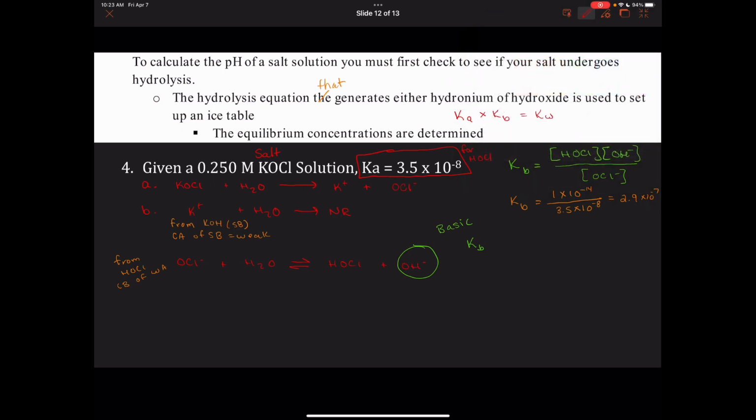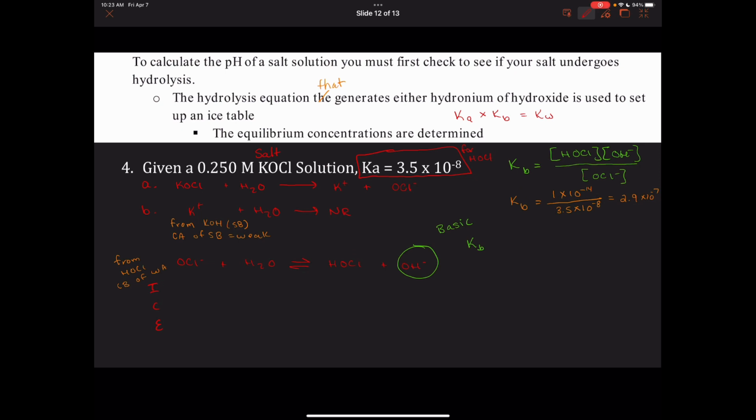Now again, we said our goal is going to be to determine pH, which means we're going to need equilibrium concentrations. So the next part of our problem is asking us to set up an ICE table to determine the equilibrium concentrations of all species present. So I'm going to set up my ICE.